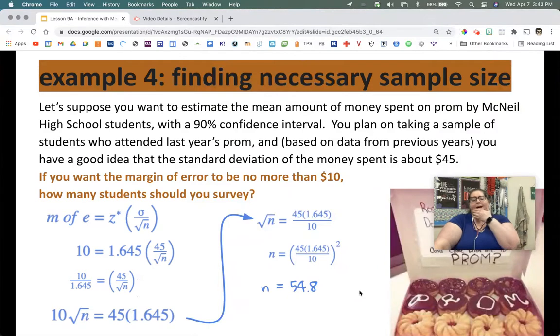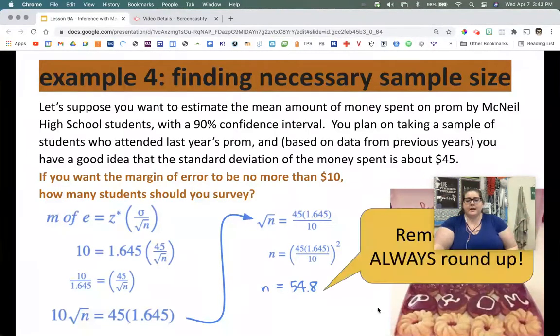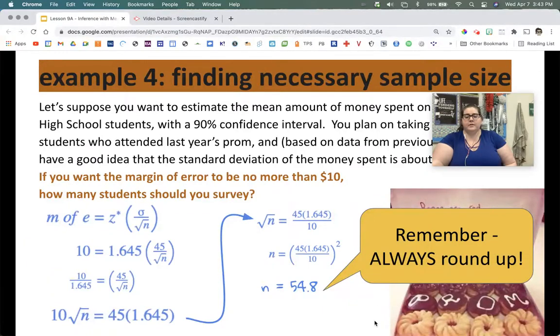If you remember back from when we did this with proportions for this type of problem, we had talked about, right, 54.8 is not really possible. I can't really ask 0.8 of a student, how much money did you spend on prom last year? So I always need to round, and because we are trying to guarantee a certain margin of error, we never want to round down because a smaller sample size is always going to mean a larger margin of error. So in this type of problem for sample size, I'm going to round up, to 55.